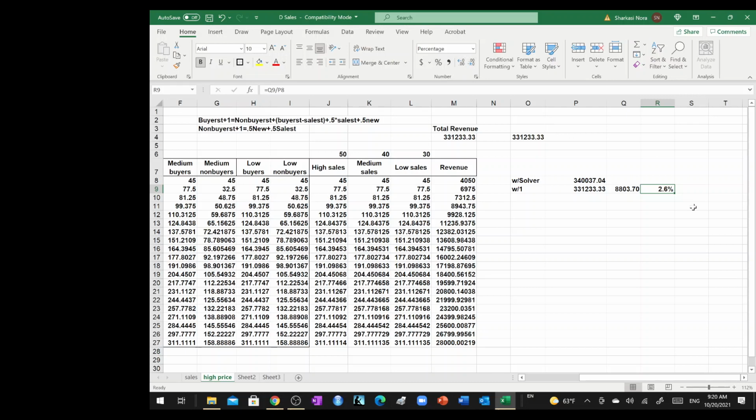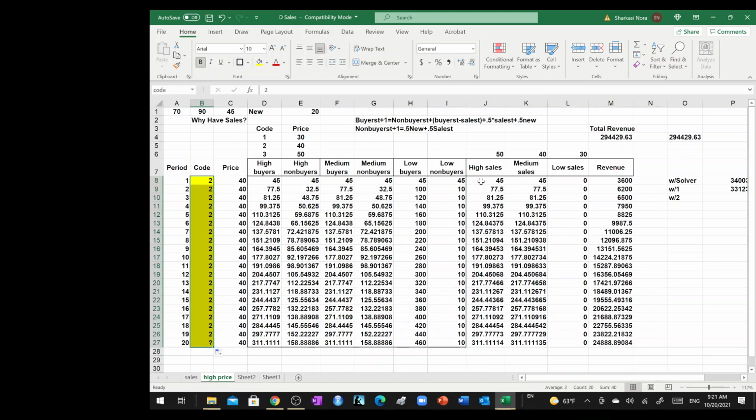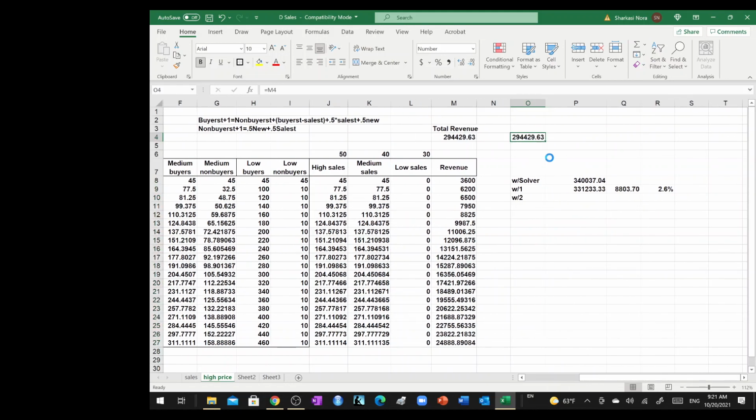So you are losing 2.6%. So how about the Solver with 2? So with 40 as a discount, because you are a little bit not comfortable with giving a lot of discounts, look what happens. So this is the money. You might be thinking that you are making more money because you are not throwing a lot of money into the market by giving discounts. But as a matter of fact, from our solution, you are in fact losing 13.4%.